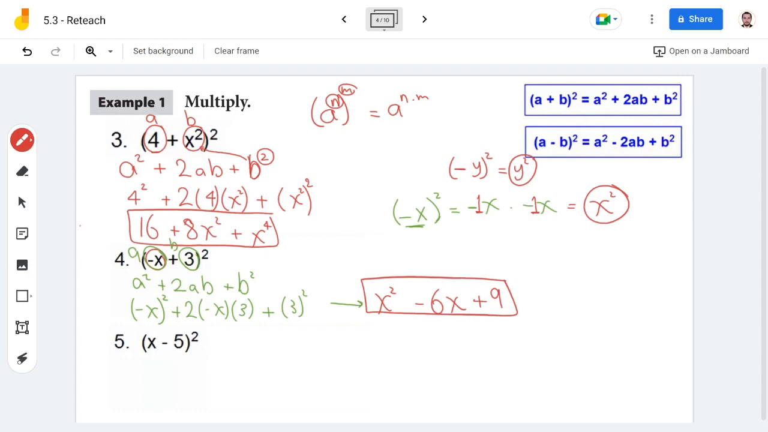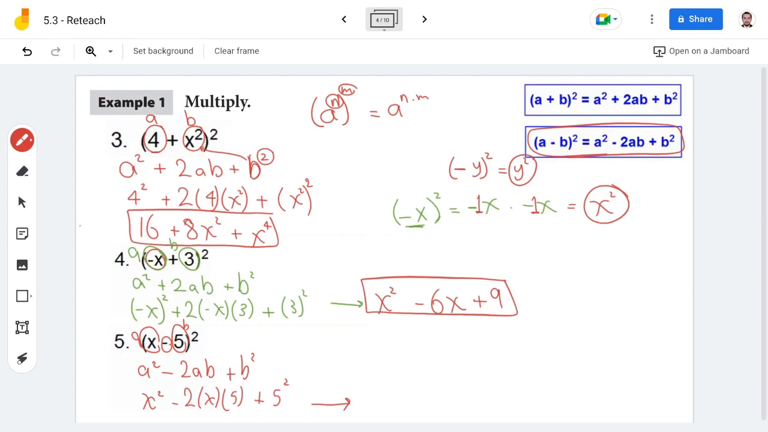Now let's do the last one. And don't forget, this one is negative. So when you write the formula, your formula will be a squared minus 2ab plus b squared. Why is this one minus? Look at the formula here. This is the formula. You have to memorize the formula. Now we know that this is a, this is b. So now a is x squared, minus 2 times x times 5, plus b, 5 squared.